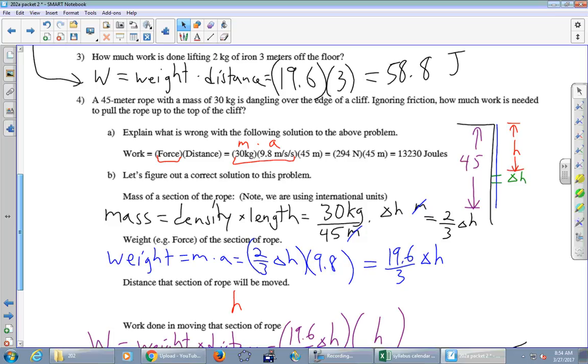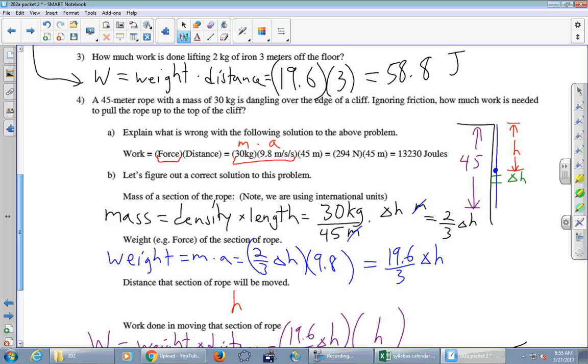So there is a non-calculus way to answer this question, which I do not want you to do, but I'll share it with you. The particles of the rope that are down here have to go all 45 meters, right? And the particles up here have to go 0 meters. The average particle in the rope has to go how far? Half, right? So if we go to the halfway spot, that's 22 and a half.